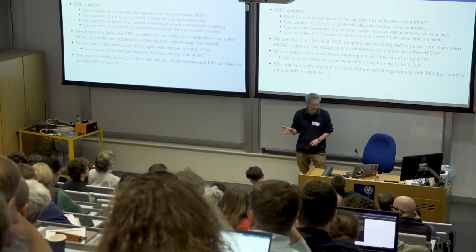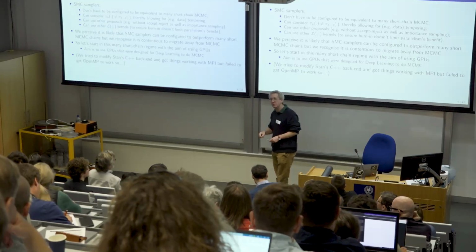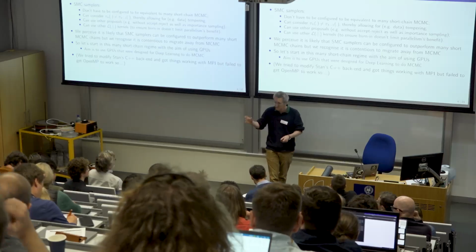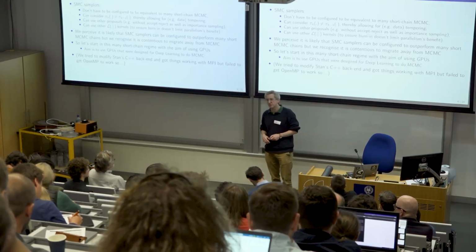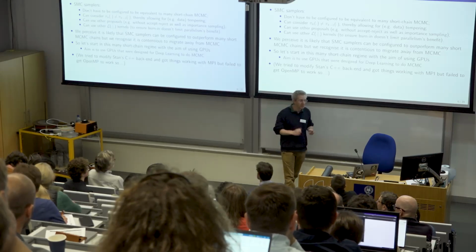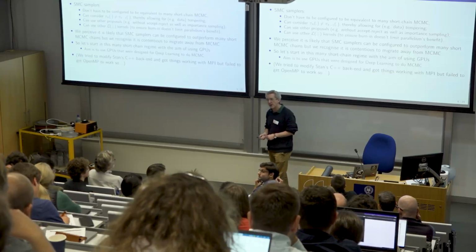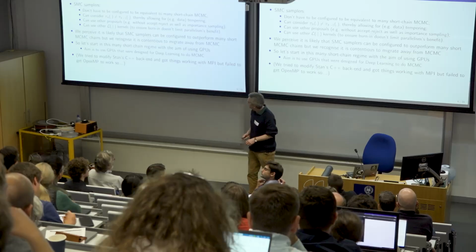So the sales pitch, the vision, is that SMC samplers don't have to be configured to be exactly many short-chain MCMC. We can change the target over time, so if you want to do things like tempering, that's completely fine. We can use other proposal distributions, so we can free ourselves from accept-reject if we so wish. And we can use other L kernels, which turn out to have the property that we can get better improvements from parallelism and not have burn-in holding us back. So I'm excited about this. Hopefully that comes through.